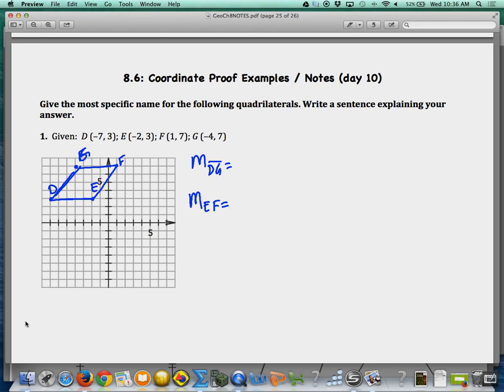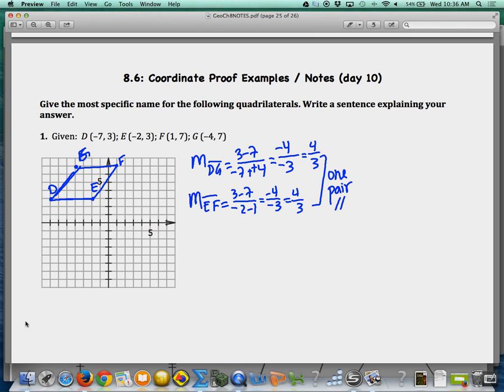Okay, so DG, I have y minus y, so 3 minus 7 over x minus x, negative 7 minus negative 4. 3 minus 7 is negative 4. Negative 7 minus negative 4, it's like an adding, that's negative 3. So I get 4 over 3. For EF, y minus y, so 3 minus 7 for x minus x, negative 2 minus 1, so negative 4 over negative 3, so 4/3. So next to that, I'm going to write that I have 1 pair of parallel sides.